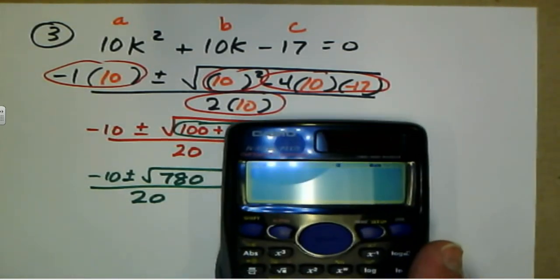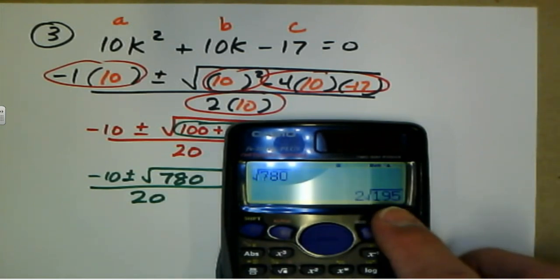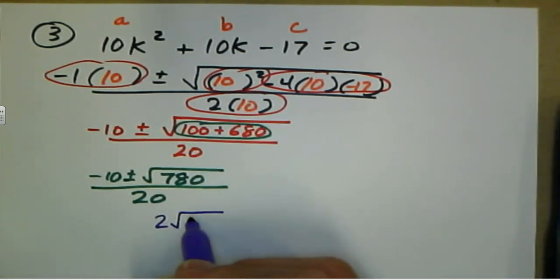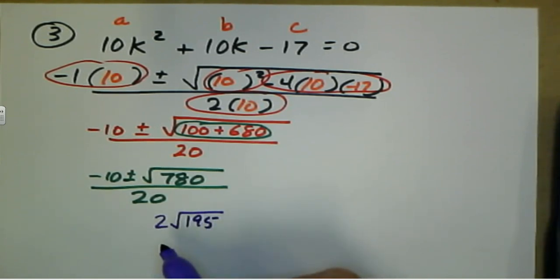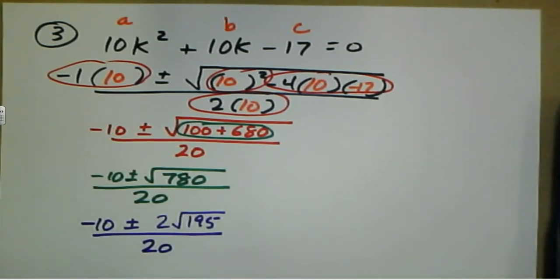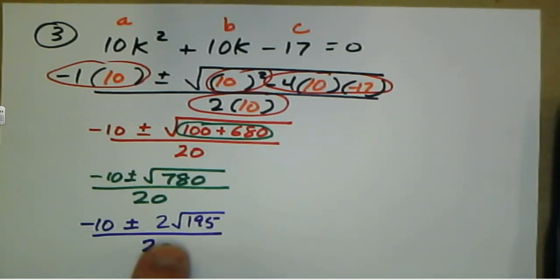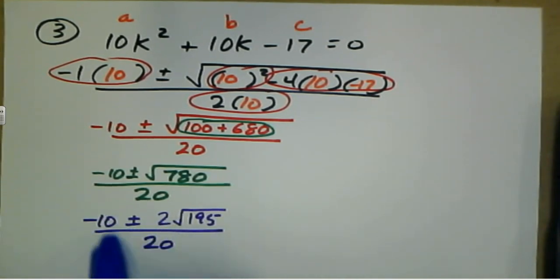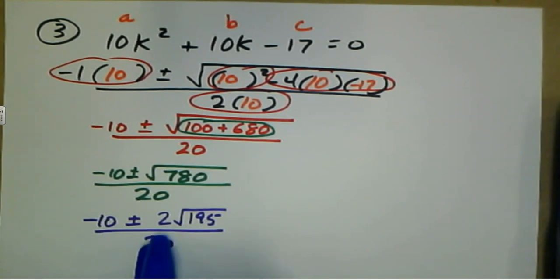And take your calculator. Do the square root. 780 equals, splits it up for you, 2 and 195. 2 square root 195. Is that what it is? It is that. Wow. You have to ask yourself now, can these be broken down? They are all what? 10, 2, and 20. Are they even? Yes. The lowest number is 2.